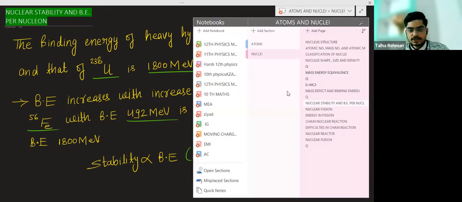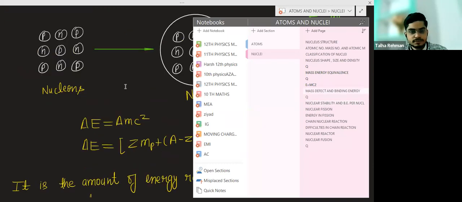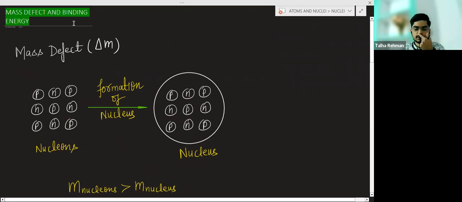So in the last class, we discussed the mass defect and binding energy. So what is mass defect? During the formation of nucleus, some mass disappears. That is known as the mass defect. And the energy corresponding to that mass defect is the binding energy.